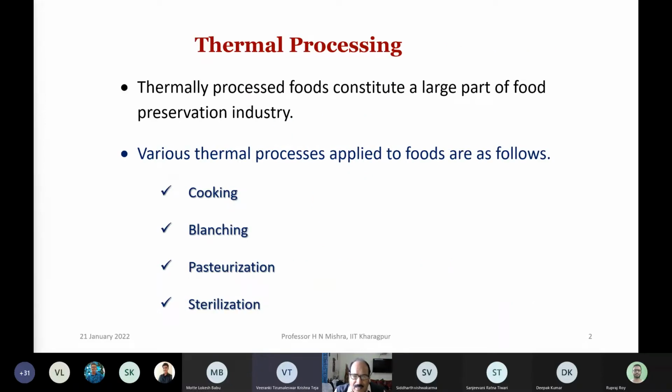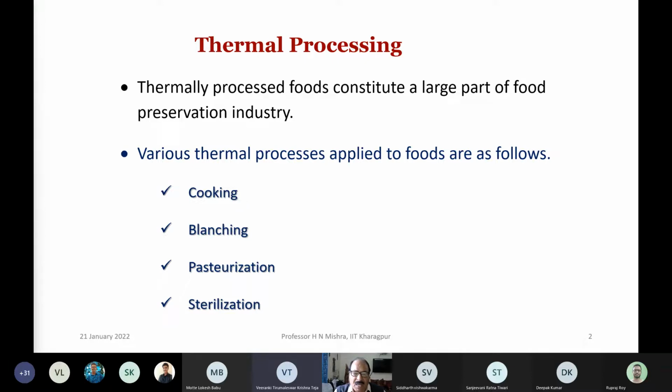So what is thermal processing? Thermally processed foods constitute a large part of the food preservation industry today. And the majority of thermal processes are highly mechanized. There are large scale food industries which process food with the principles of addition of heat, and many a time these are highly mechanized and well controlled processes. It is also the process used in catering establishments and in homes for making the food edible.